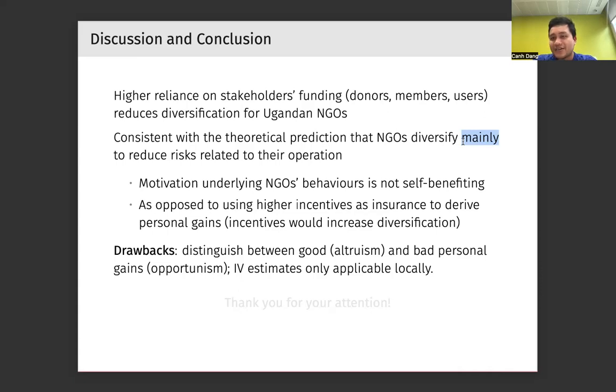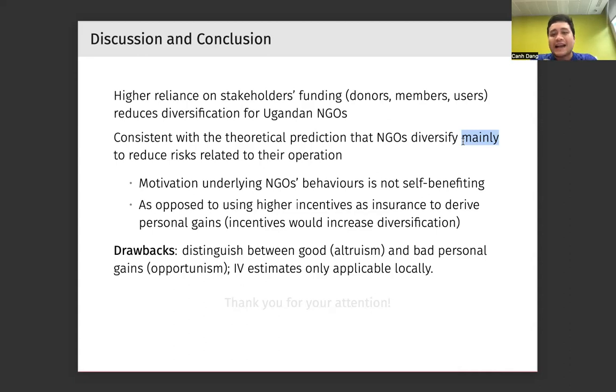So it is very, very encouraging to see that the motivation underlying NGOs' behavior is not self-benefiting, right? It's not about gaining personal gains or personal perks, but it's more about securing their financial funding, their support in the future. So we would be trying to advocate for more and more support to help NGOs to feel secure about their financial future, so that they can focus on their overarching activity instead of trying to expand to many activities and areas to secure funding.